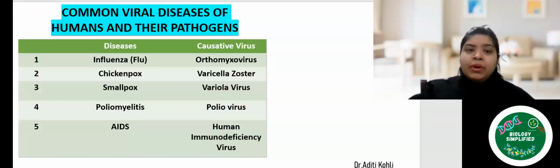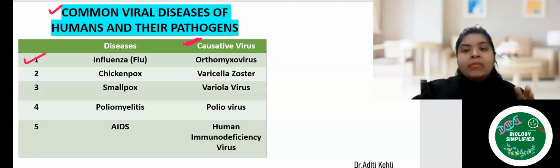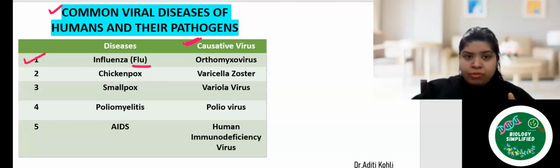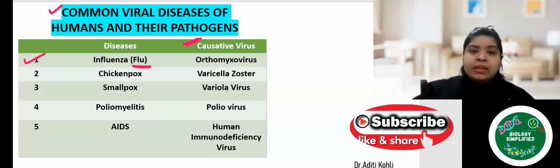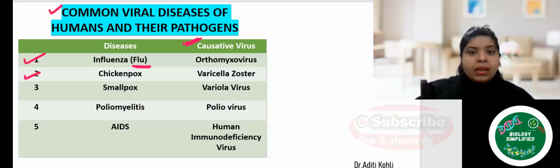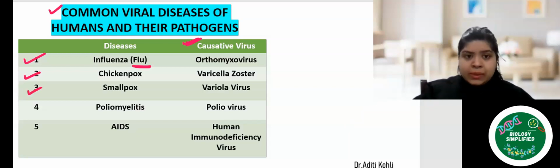Next, we are going to talk about some common viral diseases in humans and their causative viruses. The first one here is influenza. Influenza is also called flu, and this is caused by orthomyxoviruses in human beings. Next is chickenpox, which is caused by varicella zoster. Smallpox is caused by variola virus. Poliomyelitis is caused by poliovirus.